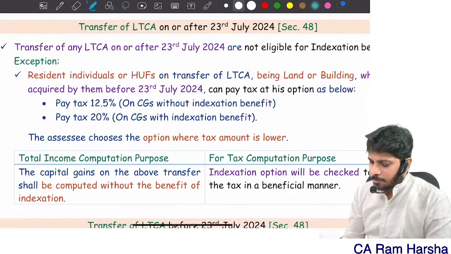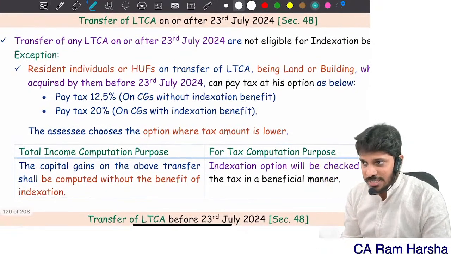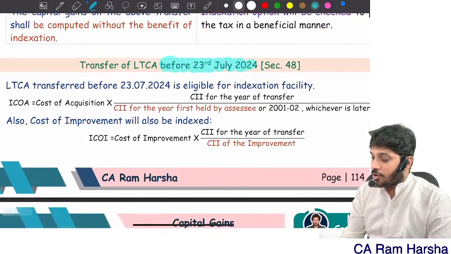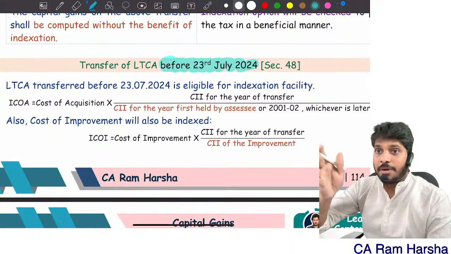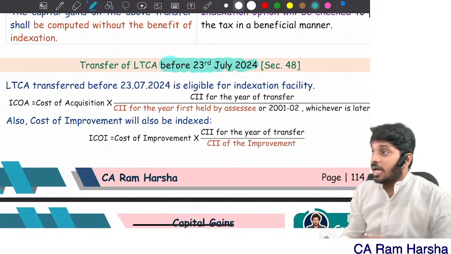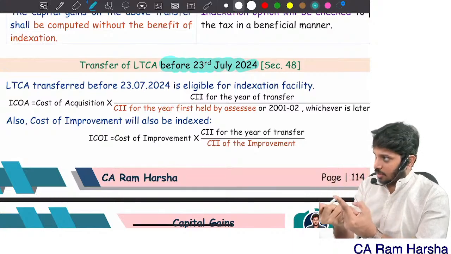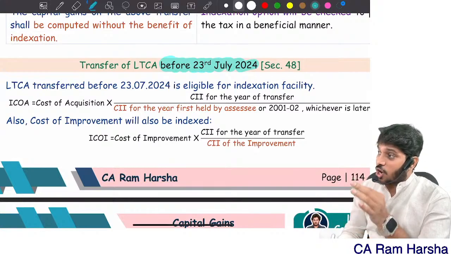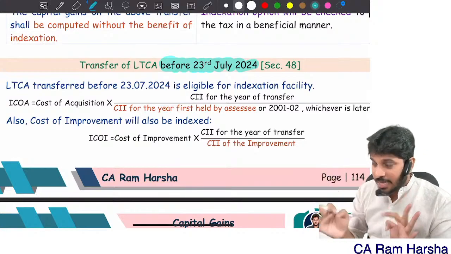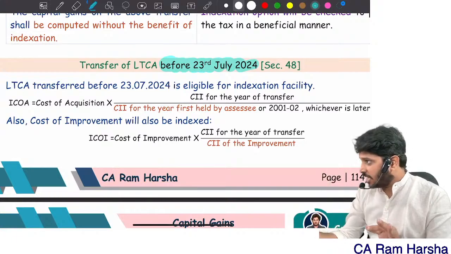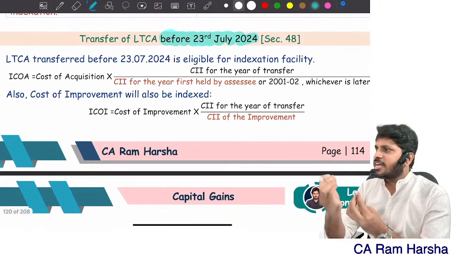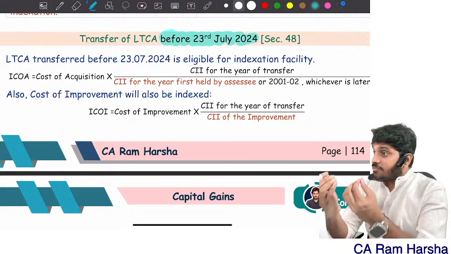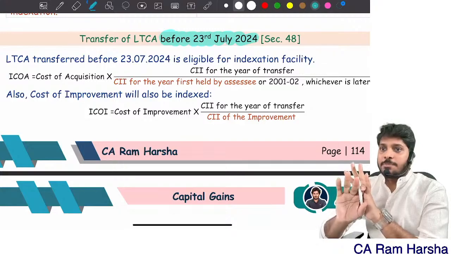Now, whatever cost of acquisition is there, if you are transferring before the amendment, before 23rd July, and the asset you transferred is a long-term capital asset based on period of holding, then that asset's cost of acquisition can be indexed. That asset's cost of acquisition shall be indexed. Indexation is nothing but inflation benefit. So cost is given an inflation benefit. To the extent of inflation in the acquisition cost, the income tax department doesn't want to tax you.